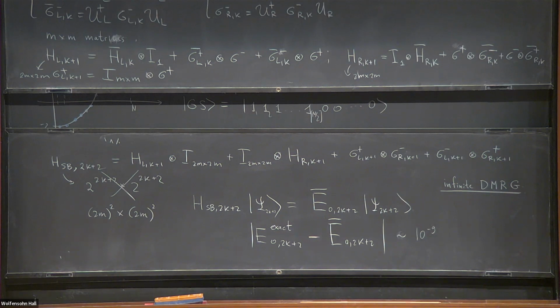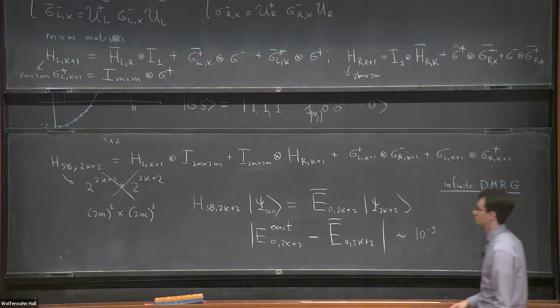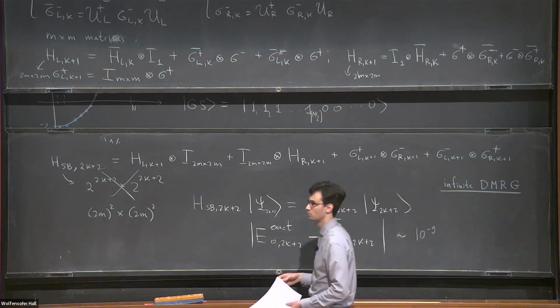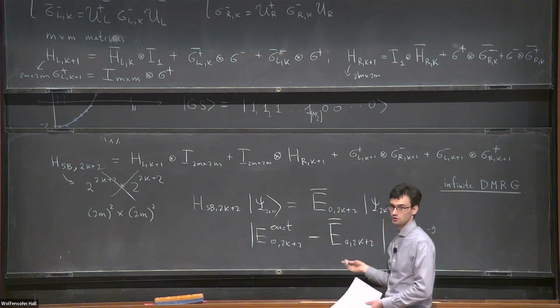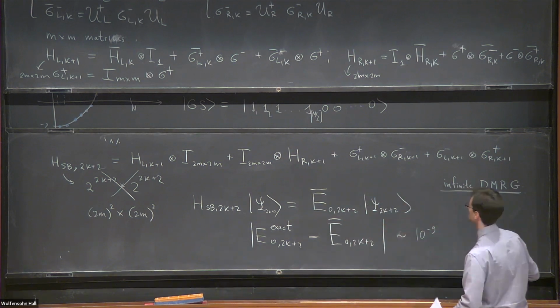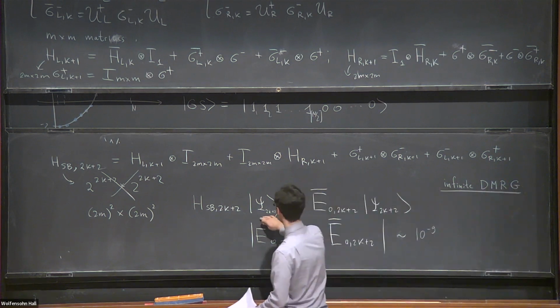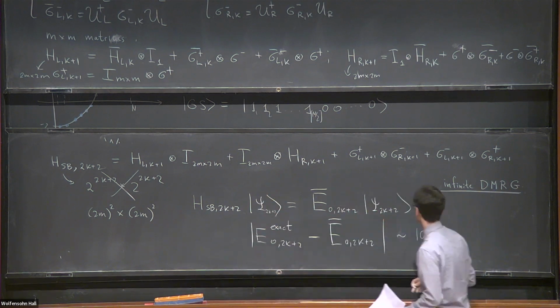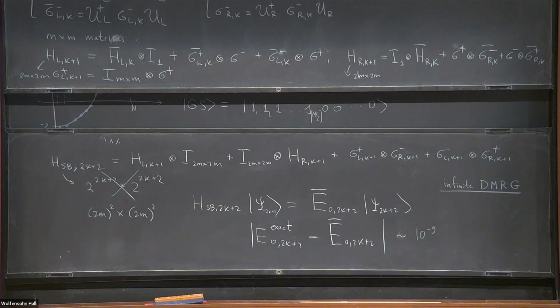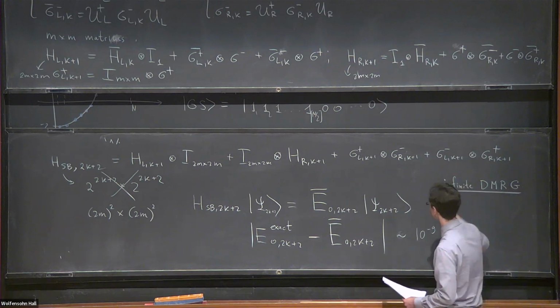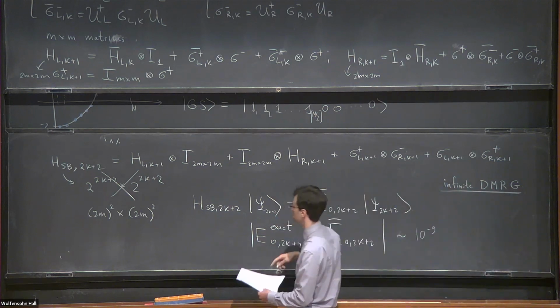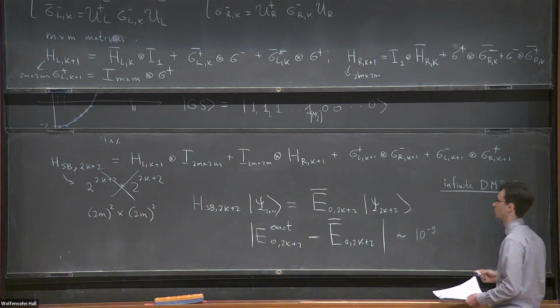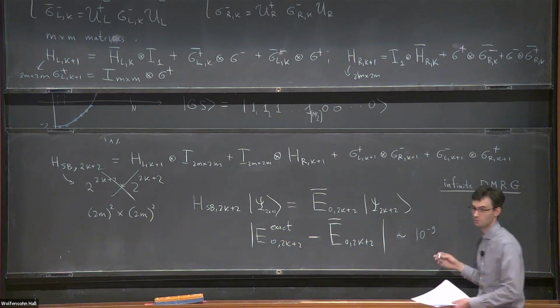So in this procedure, we have this truncation error, which we control, but there's another source of error, which is called environment error, which we don't control. The idea is that when we build the superblock and project on this truncated state, we also introduce another source of error which we don't control. To improve this environmental error, we do what we call finite DMRG.